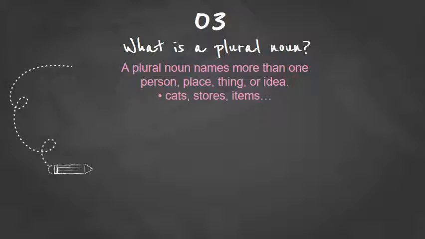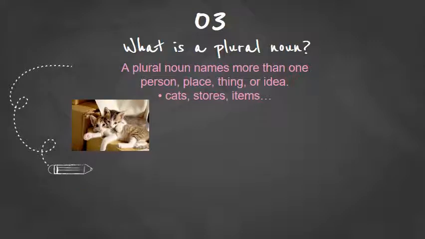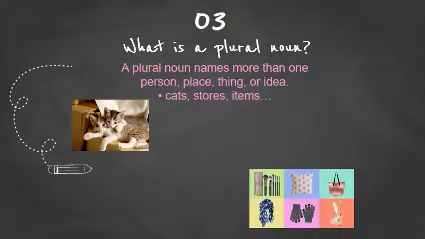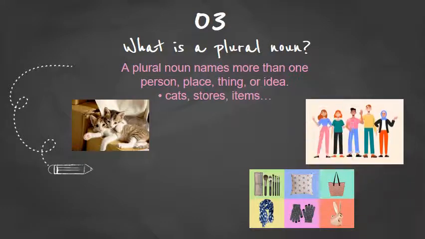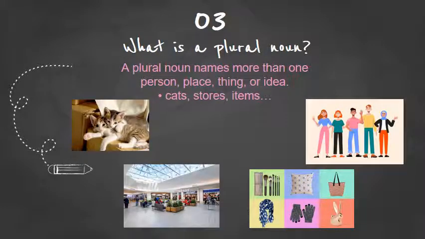Plural noun. What do we mean by a plural noun? A plural noun names more than one person, more than one place, more than one thing, more than one idea, more than one animal. So when I start counting two or more, two and more till infinity, then I'm talking about a plural noun. Cats, stores, items, products, cities. You see these items, these products, these people, these stores. If you enter a mall, you will find more than one store. So we're going to say that we have stores. So stores is a plural noun.